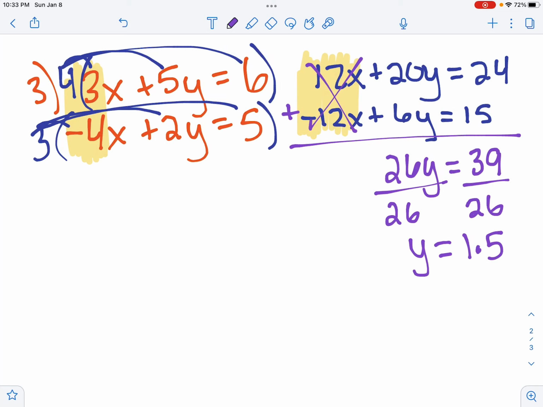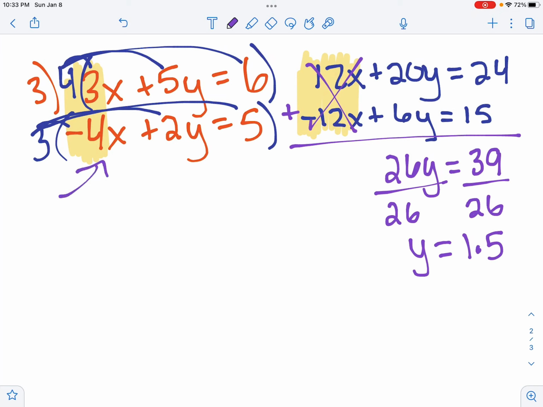Now I'm going to take that number and plug it in for y to get my x. I'm going to use the bottom equation just because. So we would have negative 4x plus 2 times 1.5 equals 5. 2 times 1.5, whoops, equals 3. I'm going to subtract 3 from both sides to get negative 4x equals 2. Divide by negative 4, and x equals negative 0.5 or negative 1/2. So these two equations would intersect at negative 0.5, 1.5.